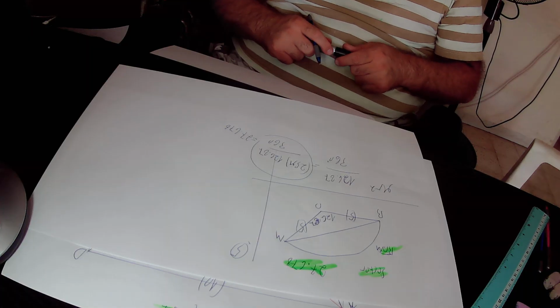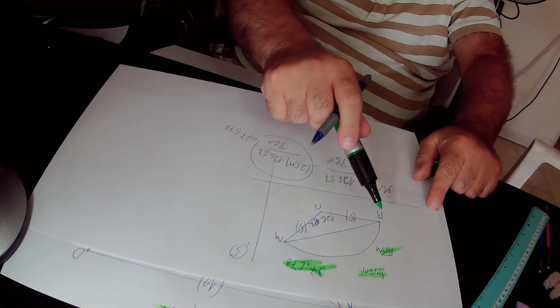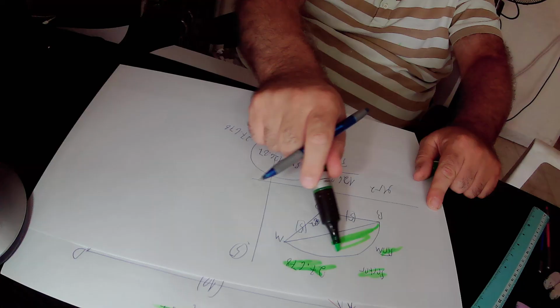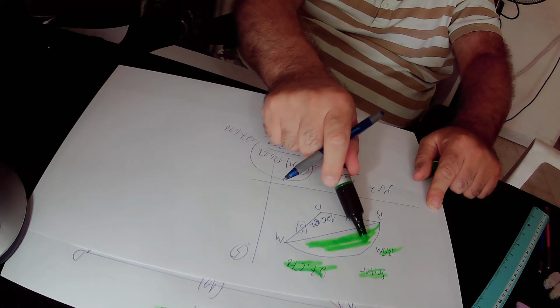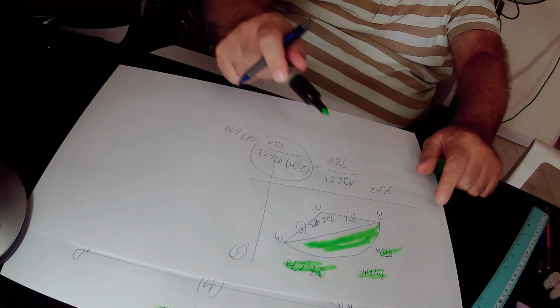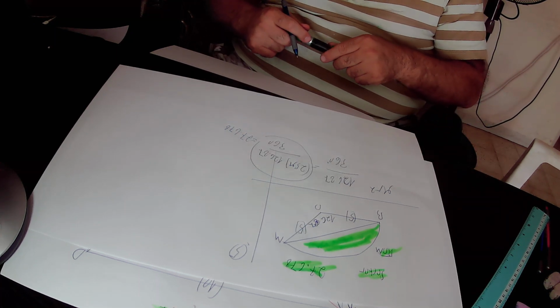Our task is to find the area of the upper segment BOM. This is the upper segment BOM, and we have to find the area of this upper segment BOM. So what is the area of the upper segment BOM?